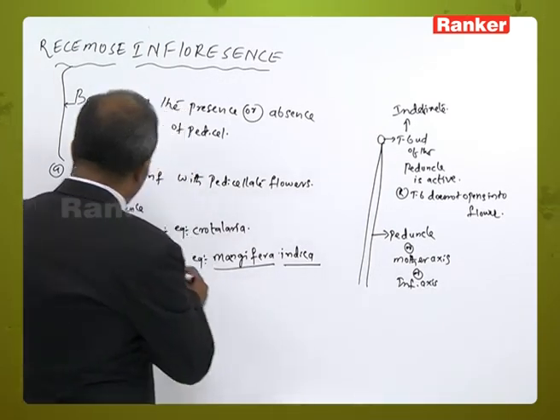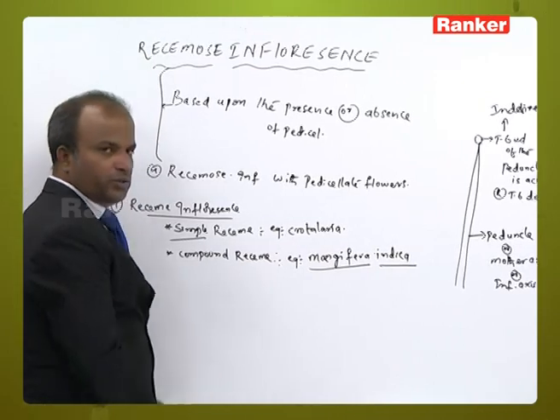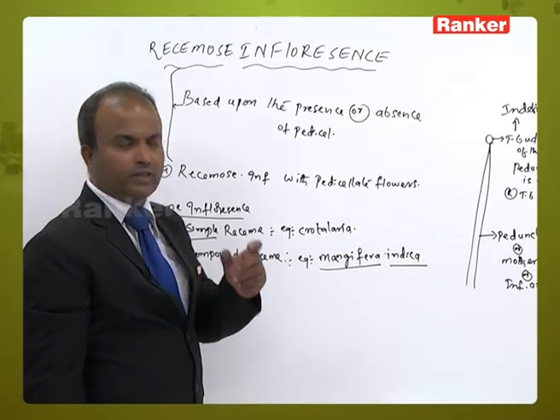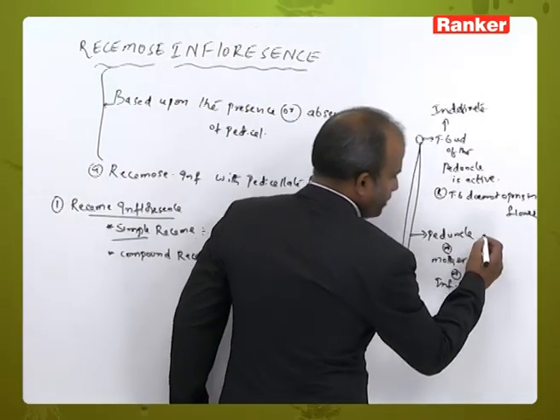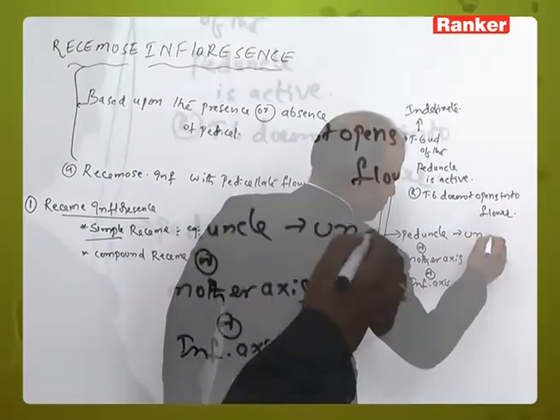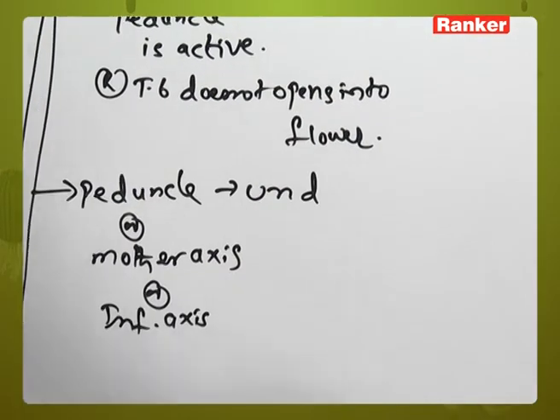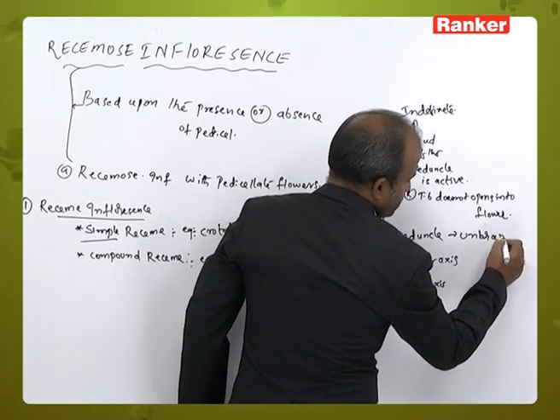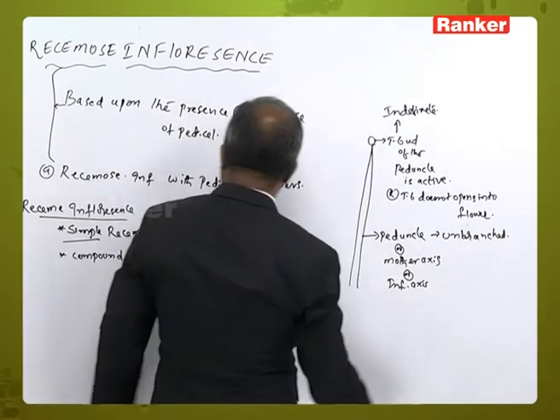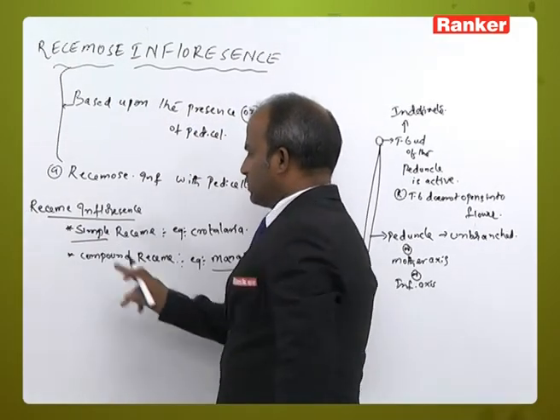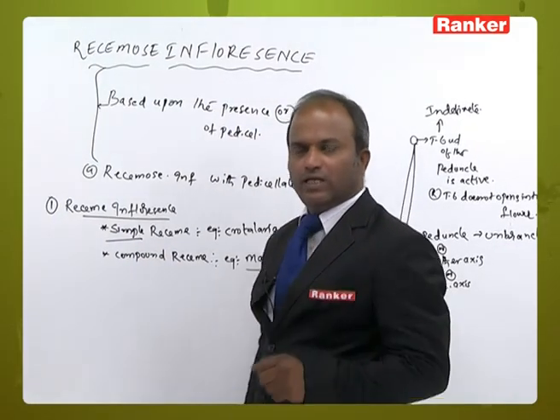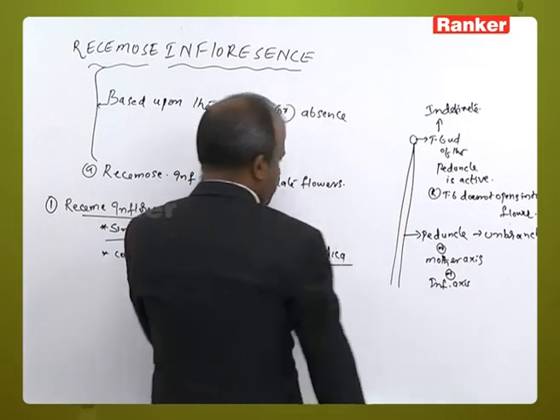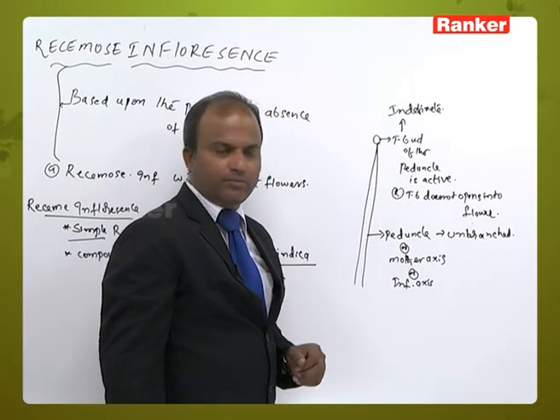And what is meant by simple, I already told you. Simple means the peduncle is unbranched. As it is the simple type, here the peduncle is unbranched.